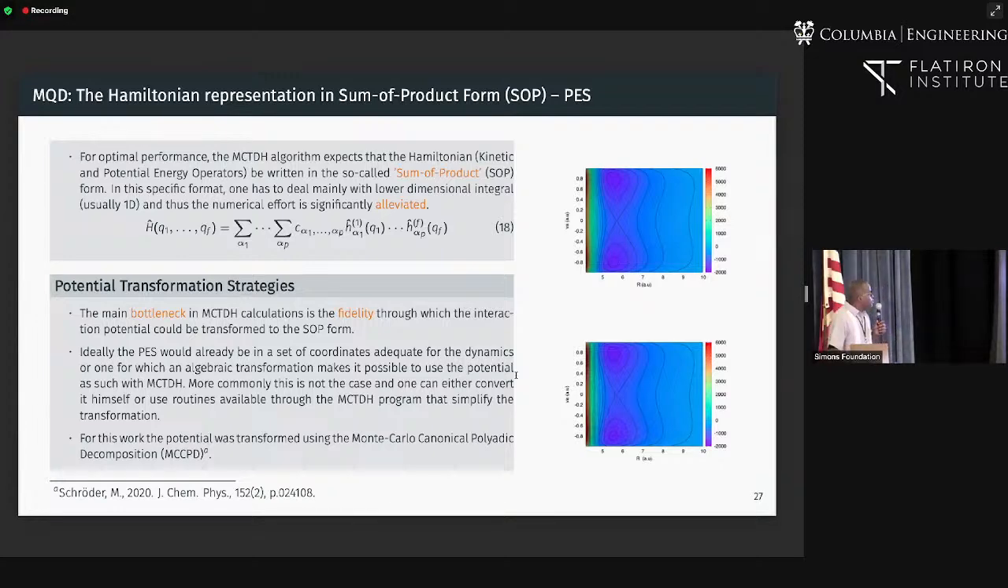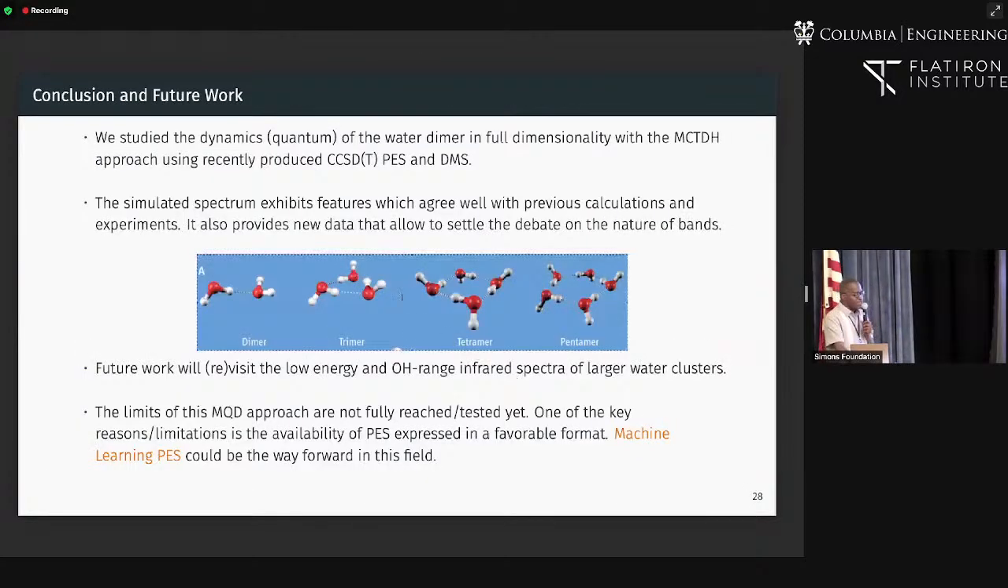So to conclude, I wish I was able to convince you that we have a very efficient and accurate method to treat, study, and understand what is going on in the water dimer, and provide some explanation to a debate that has existed for several decades. Our goal is to be able to study water clusters of bigger and bigger sizes. And this type of method seems to be the best method to approach those problems and at least understand the features that are observed in the spectrum.